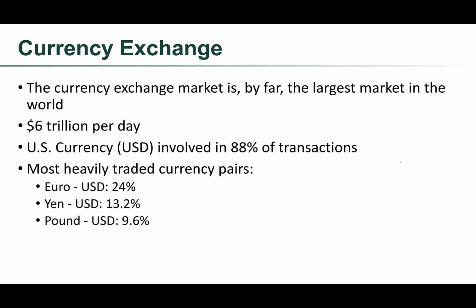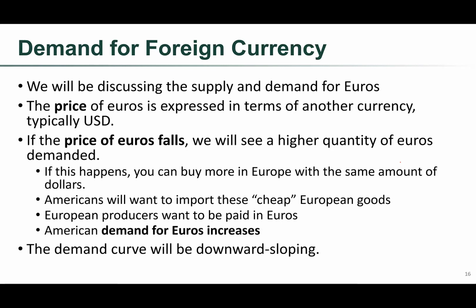It's $6 trillion per day. US currency is involved in 88% of the transactions. You can see the most heavily traded currency pairs all involve the US dollar. Today, what we're going to be thinking of is the supply and demand for euros. The price of euros is expressed in terms of another currency, typically US dollars.